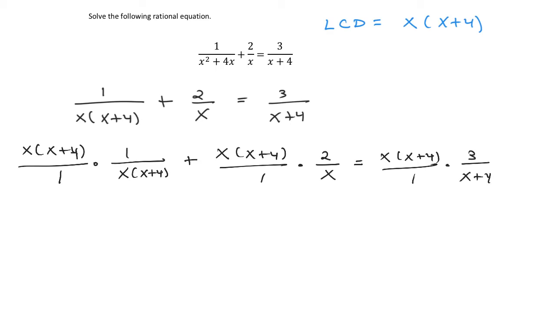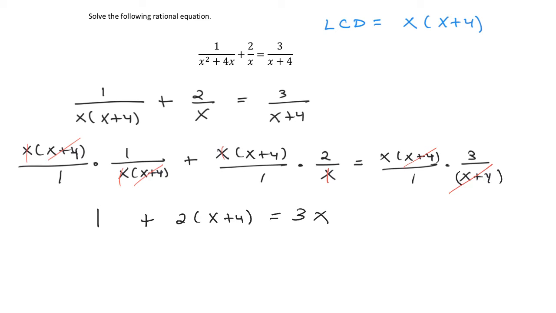I can now go through and cancel all common factors. The very first one's nice. x plus 4 and x plus 4, as well as x and x, completely go away. This entire fraction is just 1. It's 1 times 1 over 1 times 1. So I'm just going to put down 1. Okay, for my second fraction, I can only cancel this x with that x, and I'm left with 2 times x plus 4. And on the right, I can cancel the x plus 4s, and I'm left with just 3x.